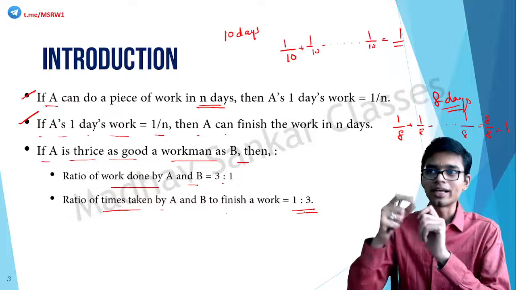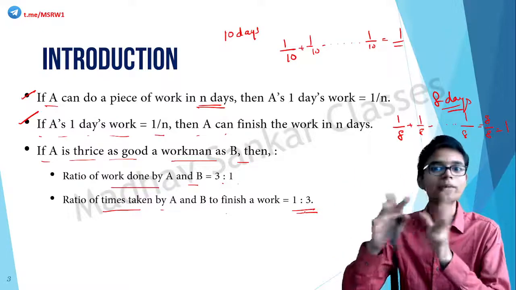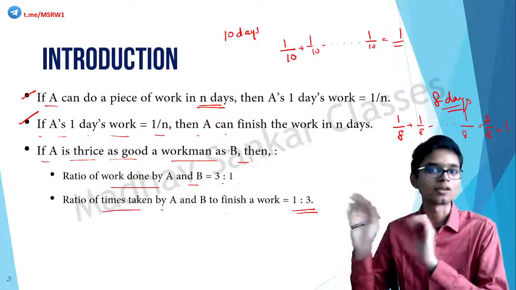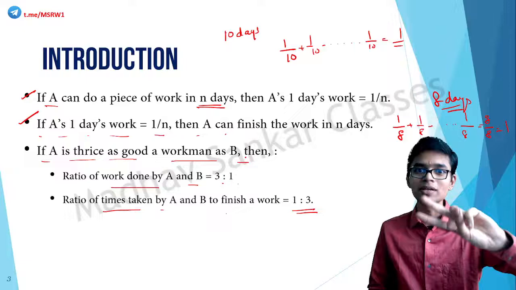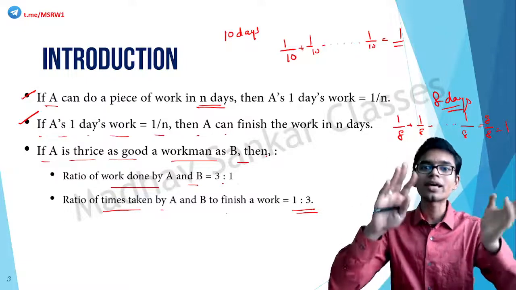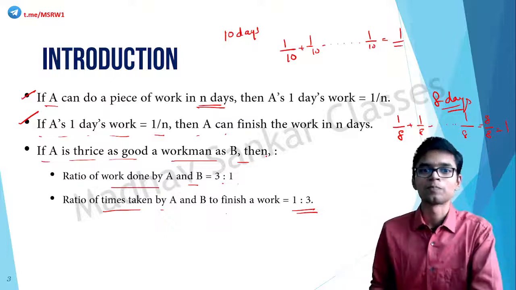Correct? So it takes only 1/3 of the time taken by B for A to complete that equivalent amount of work. That is why the ratio reverses. It is 1:3 for time and 3:1 for work. So work and time ratio will always be reciprocals of each other.